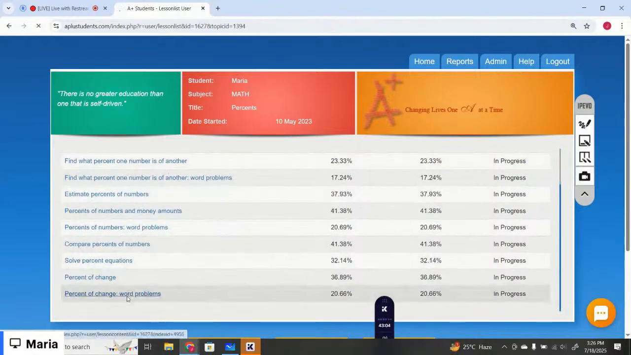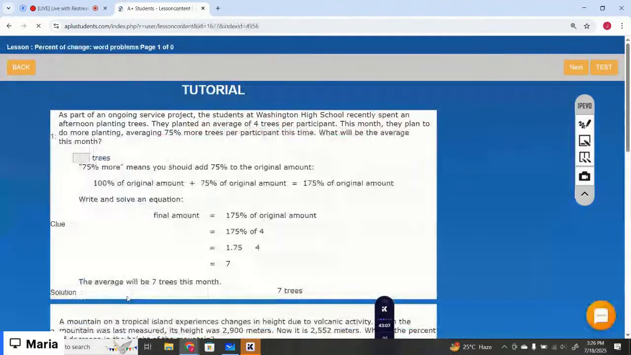Percentage of change word problems. As part of an ongoing service project, the students at Washington High School recently spent an afternoon planting trees. They planted an average of 4 trees per participant. This month, they plan to do more planting, averaging 75% more trees per participant this time. What will be the average this month?